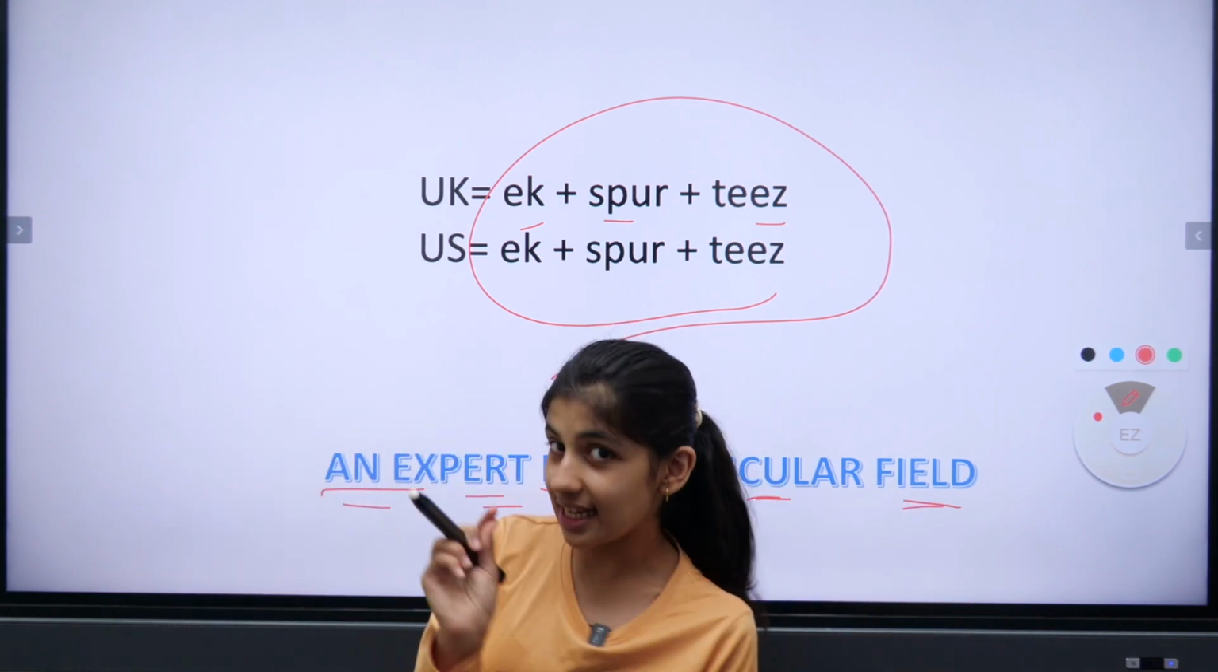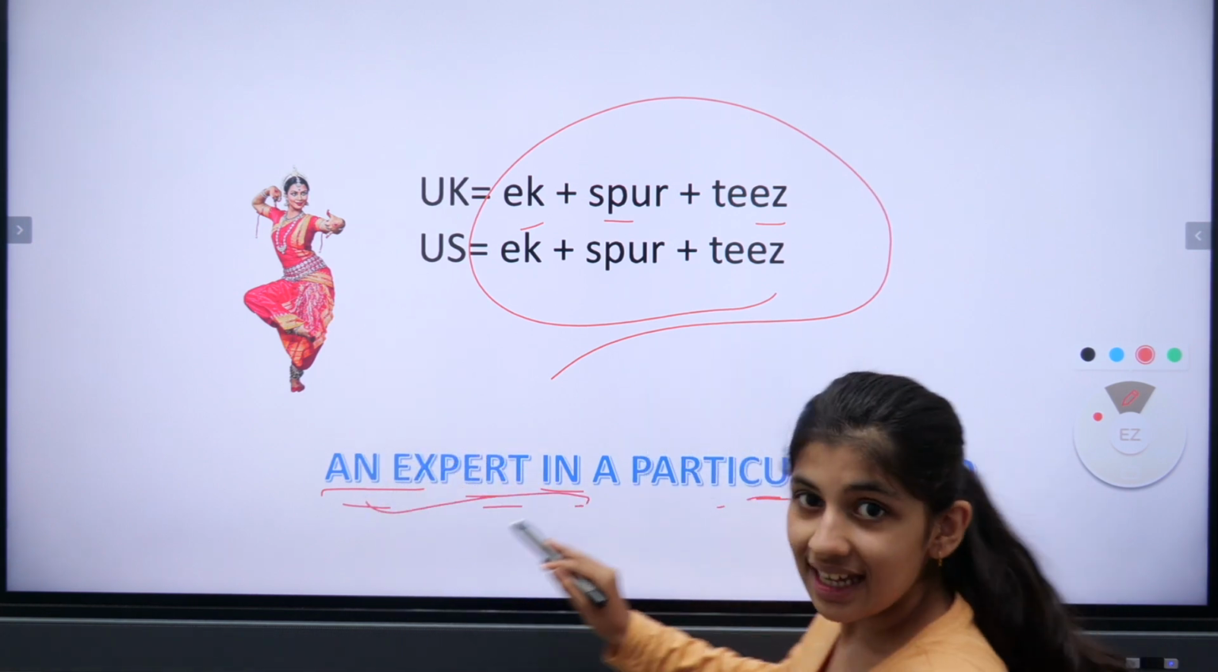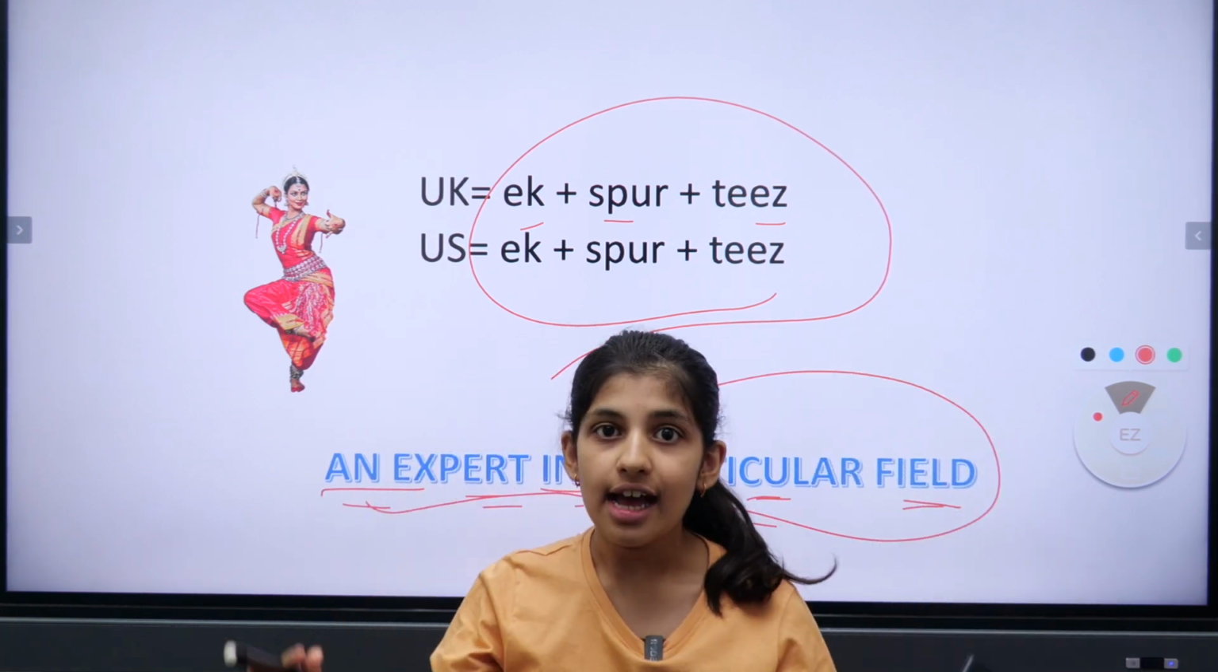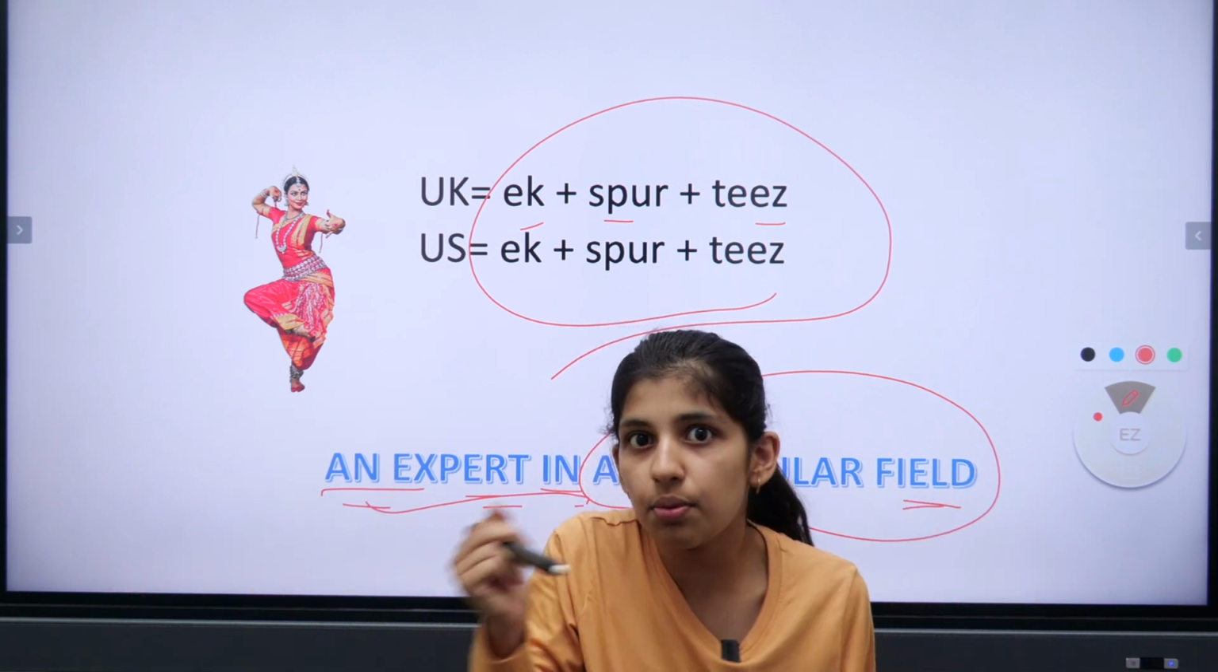Let me give you an example. Now see, Rekha is an expert in dancing. Rekha has expertise in dancing. Now let's move on to the next word.